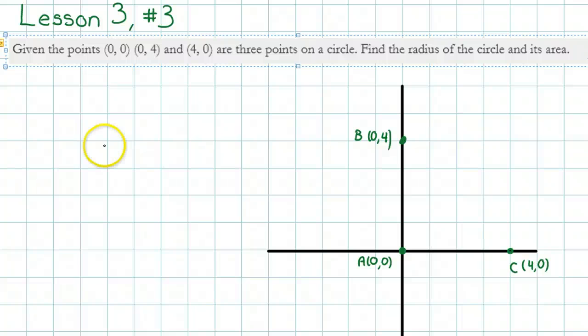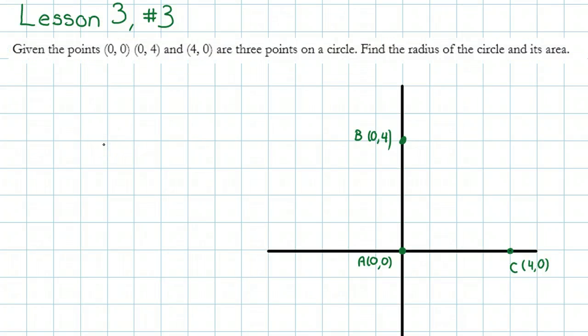Hello. In this video we're going to go through question 3 from lesson 3. So the question is, given the points (0, 0), (0, 4) and (4, 0) are 3 points on a circle, find the radius of the circle and its area.